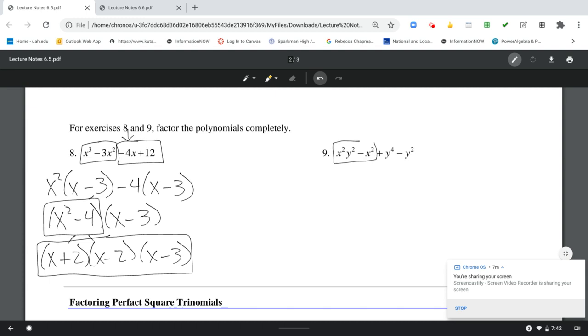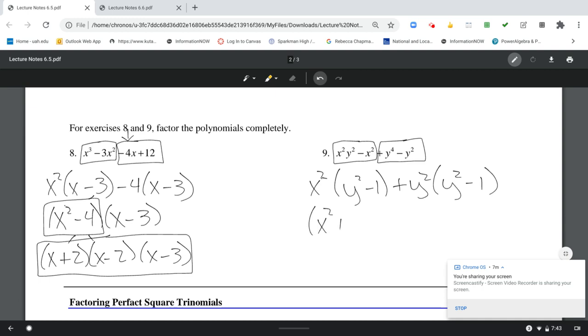We're going to group the first 2 and the last 2 together. So from the first group, I'm going to take out an x squared. That leaves me with y squared minus 1. Then I'm going to take out a y squared from the second group, and that leaves me with a y squared minus 1. So to begin with, I get x squared plus y squared, and then y squared minus 1.